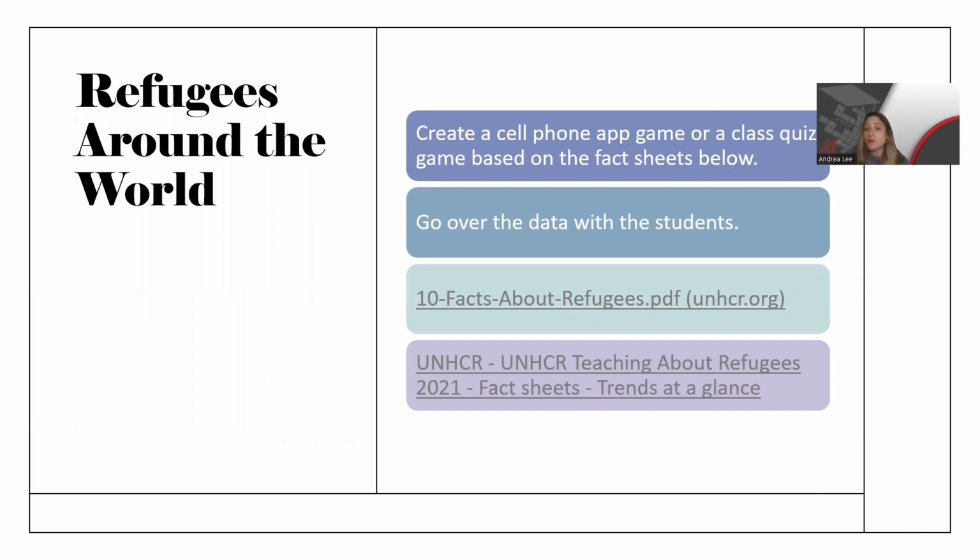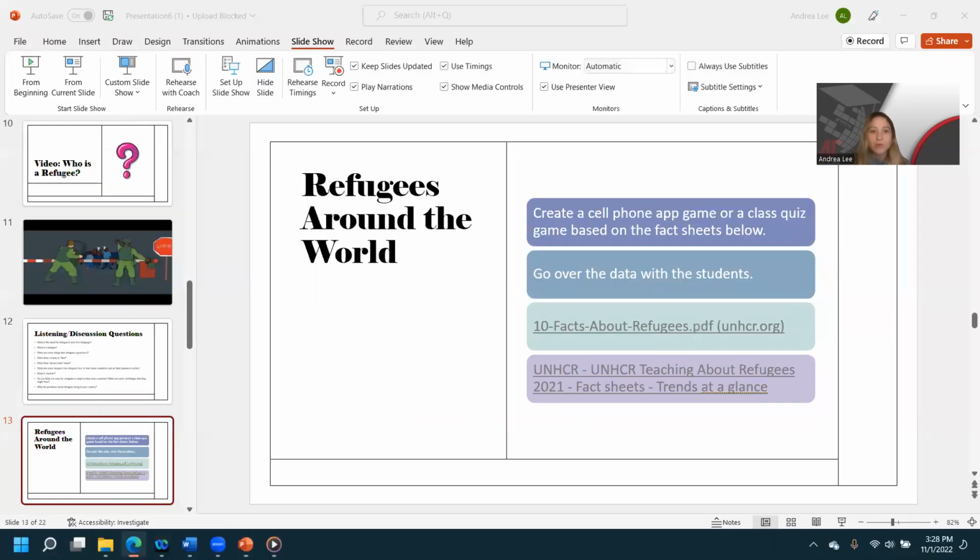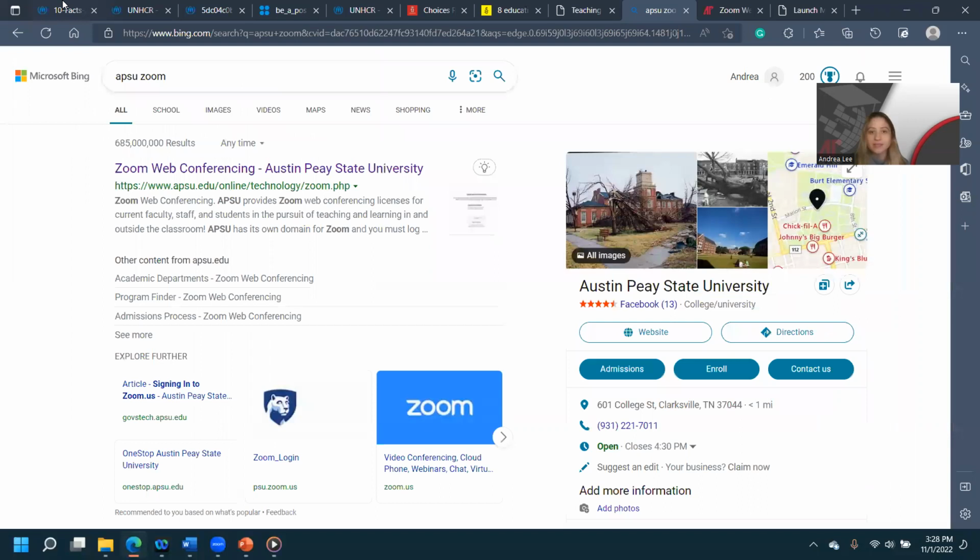So create a cell phone app game or a class quiz game based on the fact sheets below. Go over the data with the students after doing the quiz. And the 2 fact sheets are 10 facts about refugees, and then the UNHCR Teaching About Refugees 2021 fact sheet. So let's just take a look at those very quickly so you can see what that content includes.